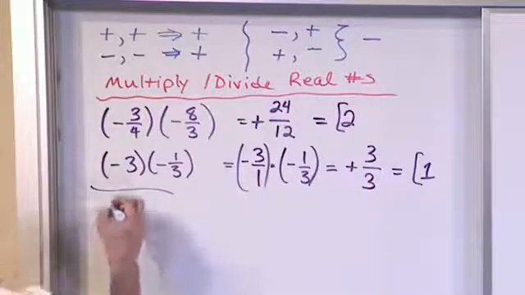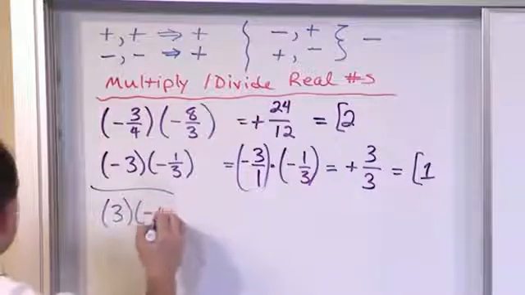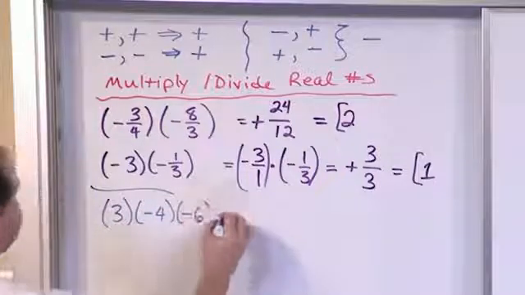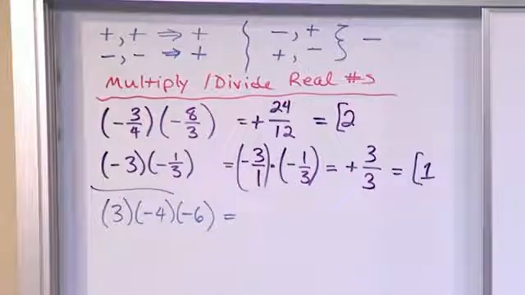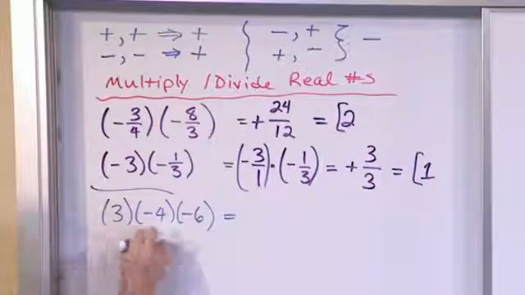You just kind of pick the sign based on the signs of what you have. 3 times negative 4 times negative 6. When you have multiplication like this, you just go left to right. So first we go 3 times negative 4. In other words, we do this guy here.